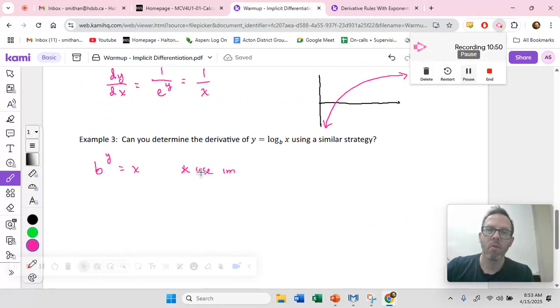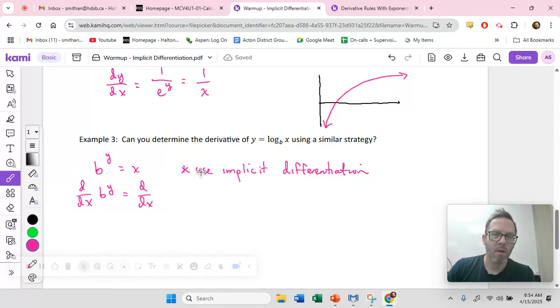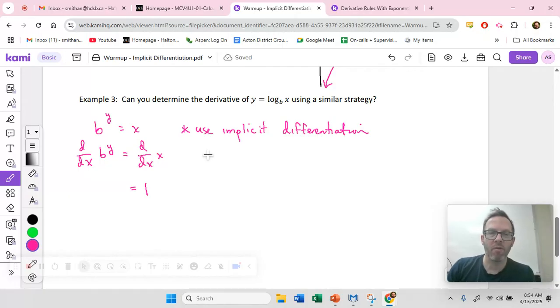So we rewrite in exponential form, and then we're going to use implicit differentiation. We're literally copying and pasting, Control C, Control V. So take the derivative of each side. The derivative of the right side is still 1. And the only new addition here is that when you differentiate b to the power of y, the derivative of the outer function is the ln of b. We just have this extra factor of ln b times b to the power of y times dy by dx.